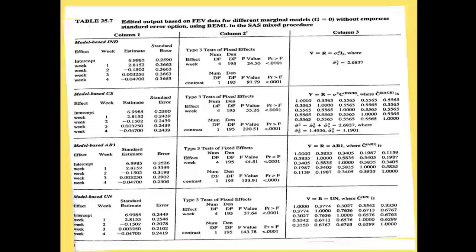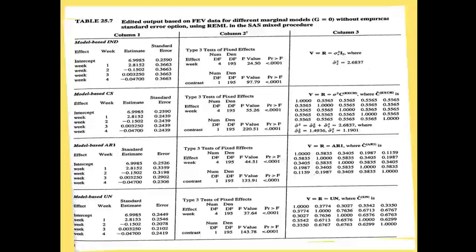Where does the 195 come from? Now, that's an issue that we have to worry about a little bit with Proc Mixed. Think about this. How many subjects? 40. How many observations per subject? 5. How many data points? 200. So how do you get 195? Subtract 5. Where does the 5 come from? The four dummy variables and the intercept.